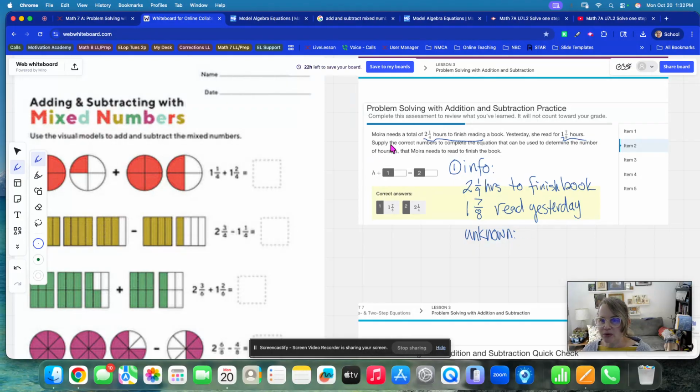So let's see. Supply the correct numbers to complete the equation that can be used to determine the number of hours H that Moira needs to read to finish the book. Okay, so what's unknown is the hours left to finish. All right, and then step 2 was to identify a variable, and they've already done that for me. Okay, so we're gonna let H equal the number of hours left.